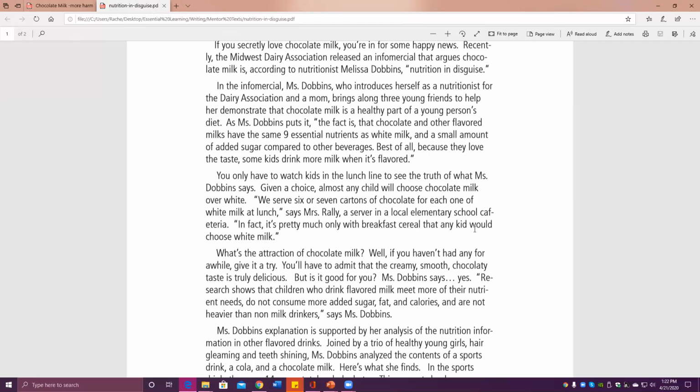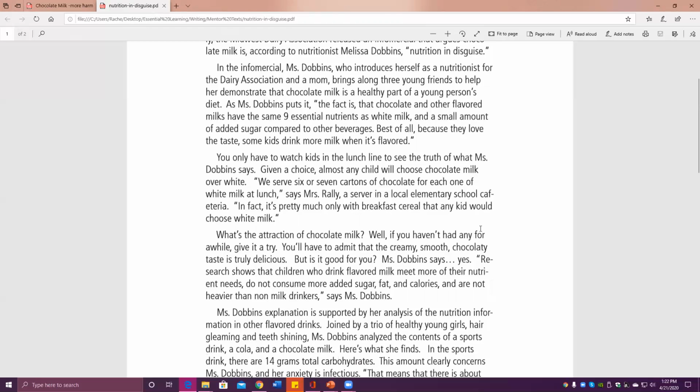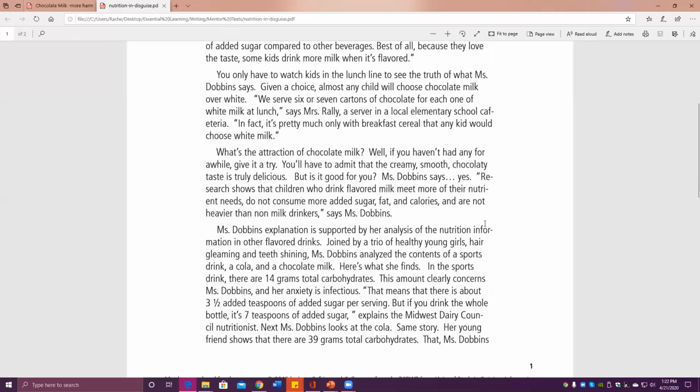"We serve 6 or 7 cartons of chocolate for each one of white milk at lunch," says Mrs. Rowley, a server in a local elementary school cafeteria. In fact, it's pretty much only with breakfast cereal that any kid would choose white milk. What's the attraction of chocolate milk? Well, if you haven't had any for a while, give it a try. You'll have to admit that the creamy, smooth, chocolatey taste is truly delicious.